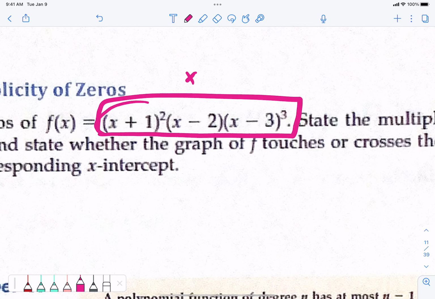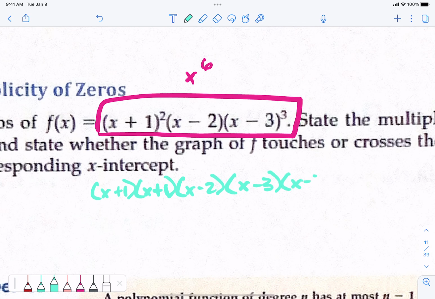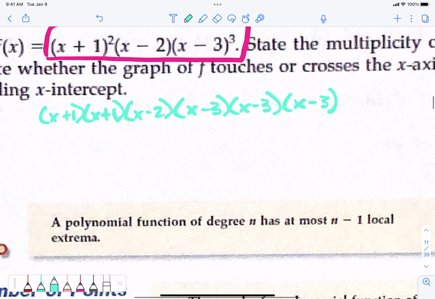This is a square, right? I'm foiling that out, okay? Then I have another one here, and then I have 3 of them here. So that would be 6 total, x to the 6th power. This is a 6th degree function, yeah? Okay, now, when it says x plus 1 squared, that just means x plus 1 times x plus 1. And then I have an x minus 2, and then I have 3 of the x minus 3s. That's what that means, right? X minus 3, x minus 3, x minus 3, right? Think about that. You don't necessarily have to write that out, but that's what that means, right?